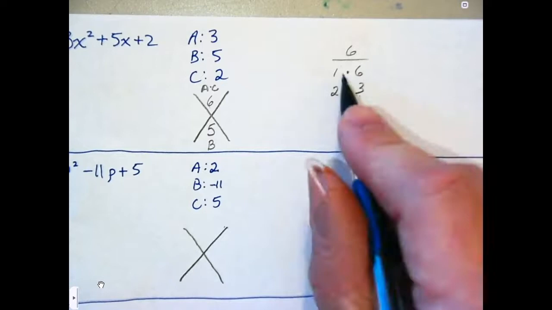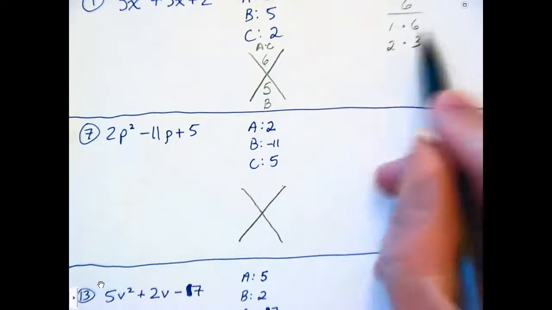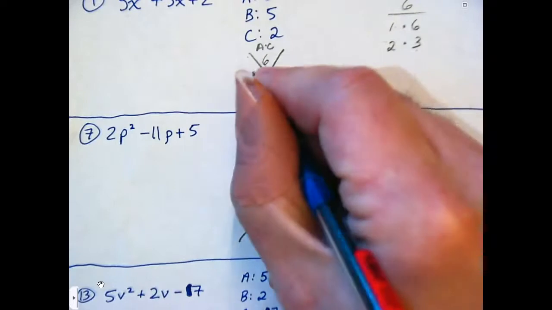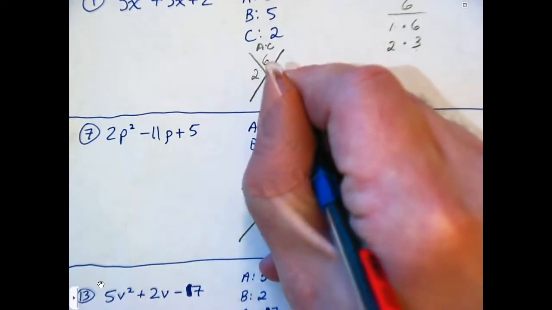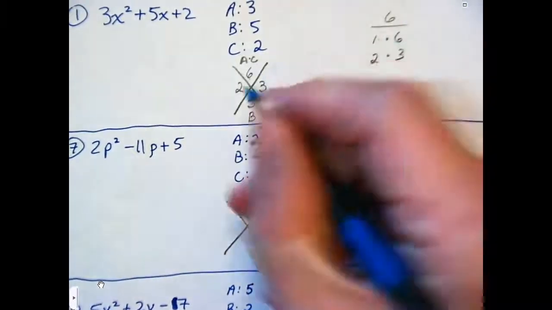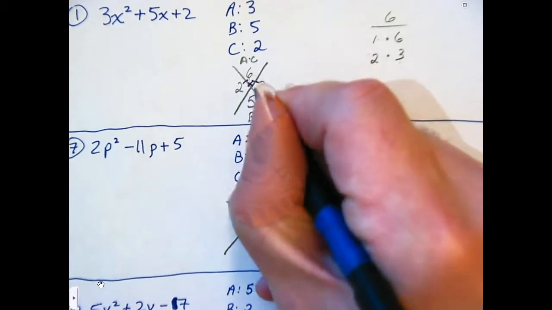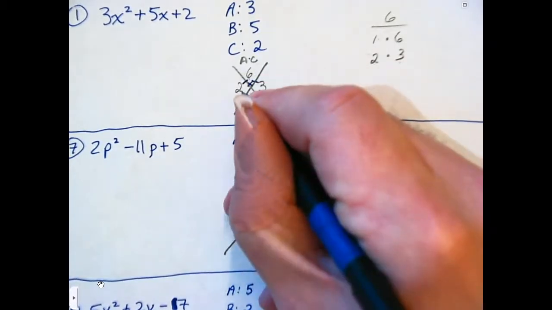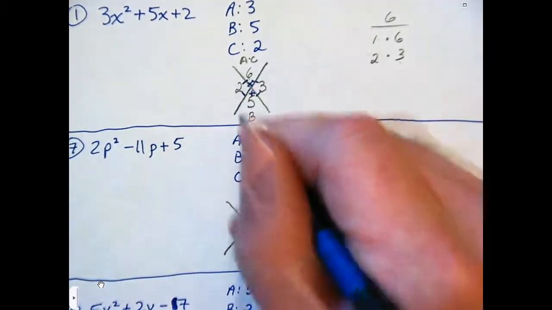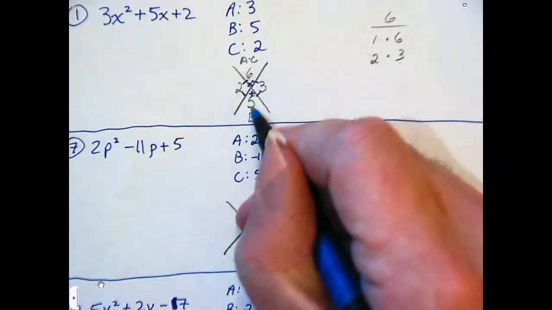What you want to do is see which set of factors add up to 5 and multiply to 6. We know these multiply to 6. Which one of those add to 5? 2 and 3. Those are the numbers that go here. Let's make sure we're clear. This times this equals 6. That plus that adds to 5. There's our little diamond in the middle. 2 times 3 multiply to 6. 2 plus 3 add to 5.